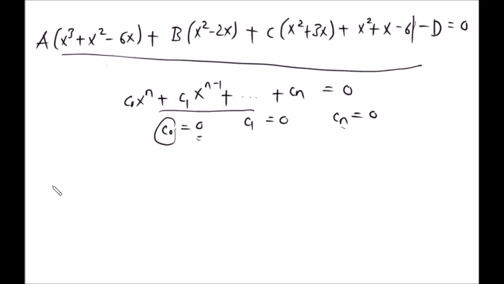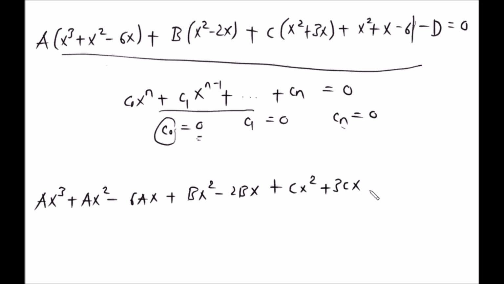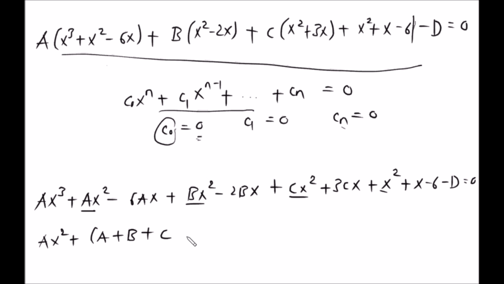Kwa hiyo hapa sasa itakuwaje? Itakuwa ni ax cube jumlisha ax squared toa 6ax jumlisha bx squared toa 2bx jumlisha cx squared jumlisha 3cx. So jumlisha x squared jumlisha x minus 6 minus d sasa na 0. X cube yuko mmoja tu, lakini x squared kuna a, b huyo hapa, c huyo hapa na moja.